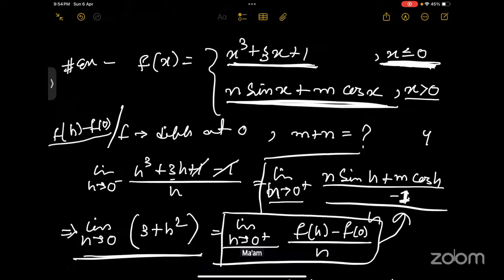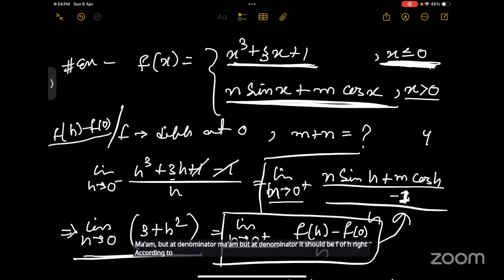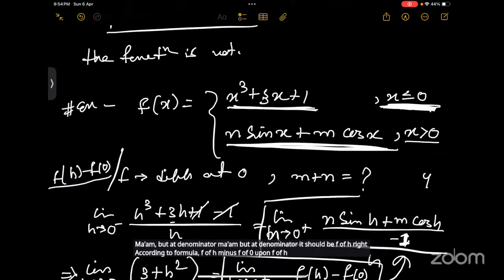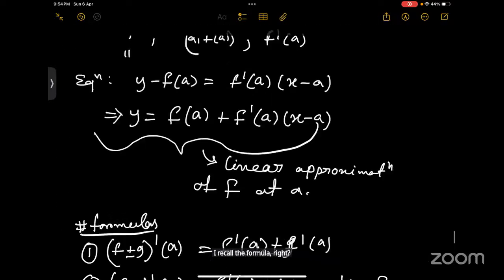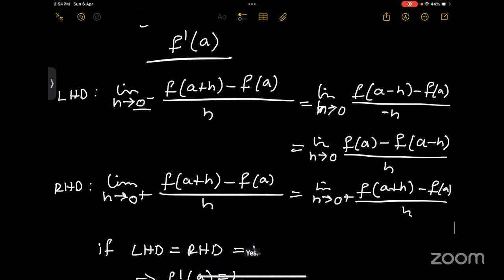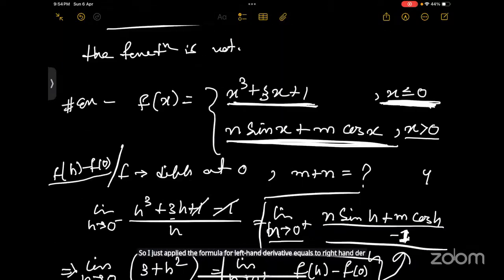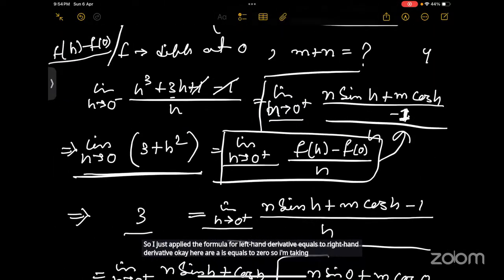Now, ma'am, but in the denominator, it should be f of h, right? Why? According to the formula, f of h minus f of 0 upon f of h. I recall the formula, right? Yes. What is the formula? Oh, okay, sorry. So I just applied the formula for left-hand derivative equals right-hand derivative. Here a is equal to 0, so I'm taking f of h minus f of 0.